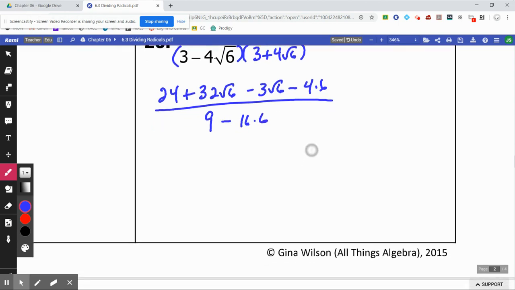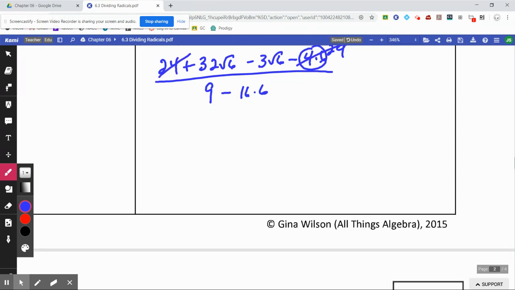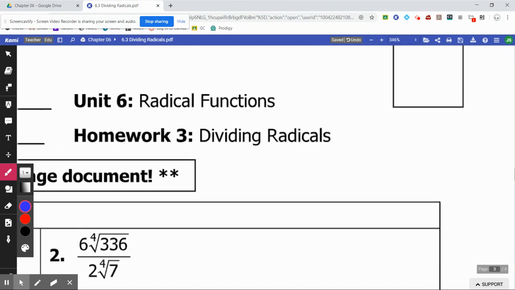So that's what the bottom is now equal to. This is 24, so the 24 and the minus 24 cancel. 32 root 6 minus 3 root 6 gives you 29 root 6 left on top. And on bottom you have 9 minus 16 times 6 is 96. So that's going to be a negative 87. And again, that negative, since it's a single term now, you can just place it out front if you would like to.